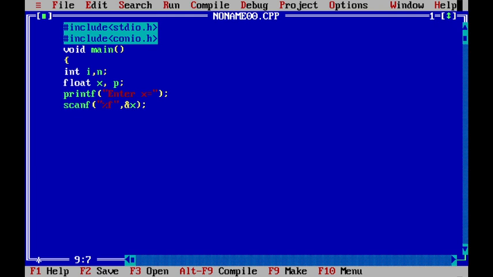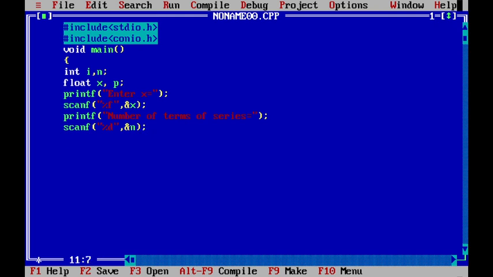Next how many terms of the series, so again printf. We are going to use n for number of terms of the series expansion. Now next here say scanf %d, since it is an integer, %d and n.